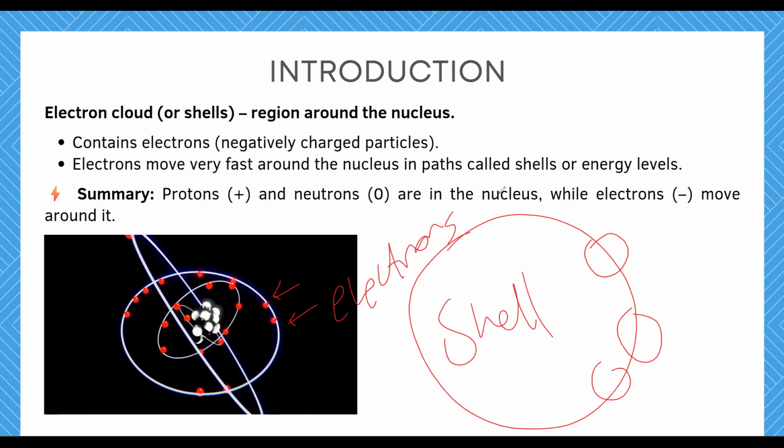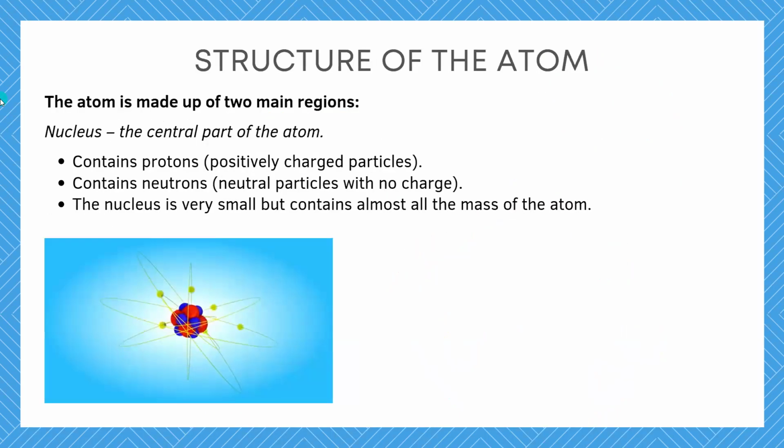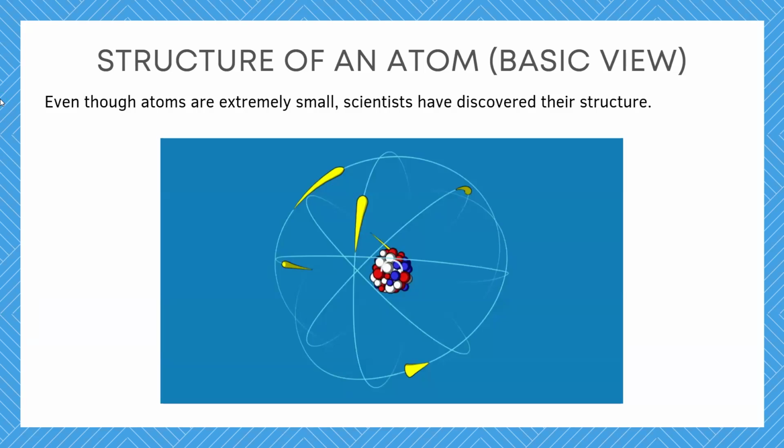Yes, sir. Good. So the electron cloud or shells is the region that is around the nucleus. So if this is the nucleus, for instance, this center point, then the shell is going to be around it. The electrons are the ones that reside on the shells. Did you see the illustration? Yes, sir. Beautiful. So the next thing about electrons is that they move very fast around the nucleus in parts called shells or energy levels. In those diagrams that I showed you in the preceding slides, you see the electrons moving very, very fast. Can you see it? Yes.